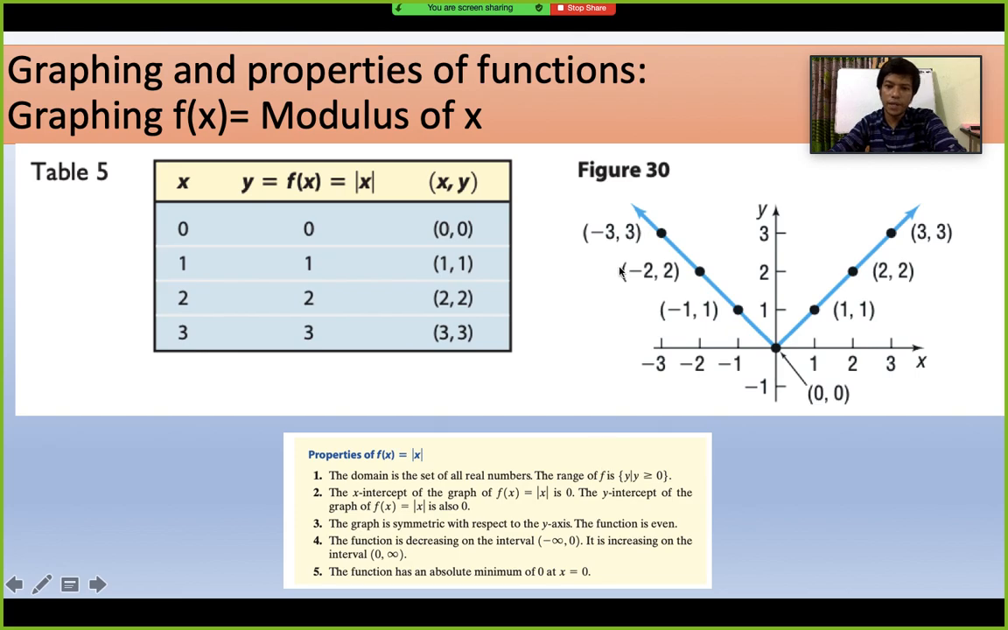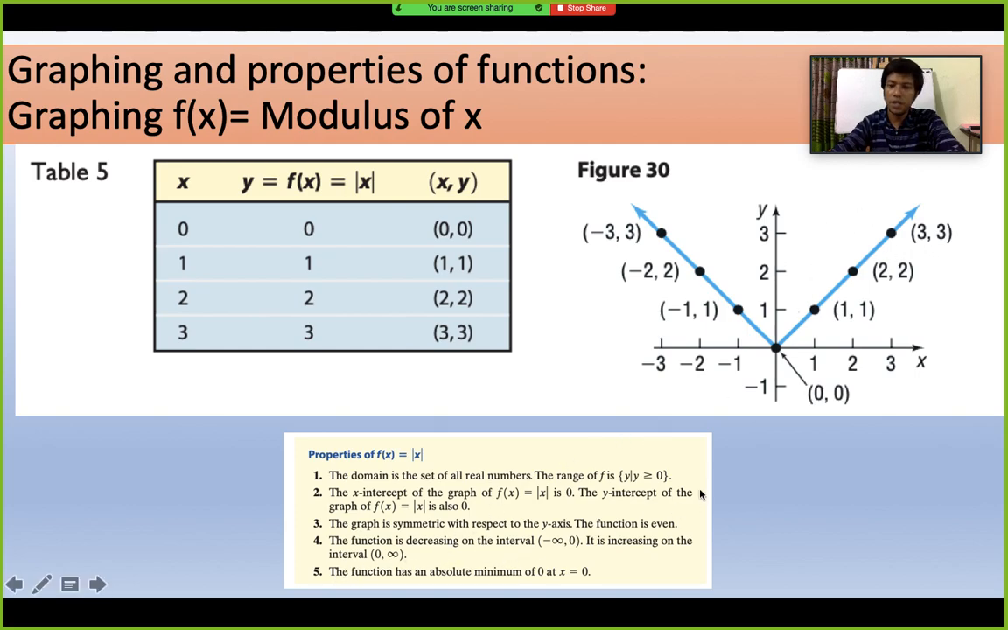And if you now look at the properties, the domain of this function is, as you can see, minus infinity to plus infinity. Range is from 0 to plus infinity. So x-intercept and y-intercept are 0, 0. And the graph is symmetric with respect to the y-axis. See, this side and this side are the same. So it is a y-axis reflection. That means it is an even function.